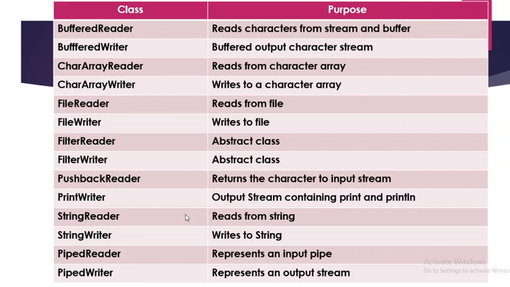StringReader. This is used to read from a string. We are reading character by character from a string. StringWriter writes to a string. We are writing character by character to a string. PipedReader represents an input pipe. PipedWriter represents an output stream. So these are the classes and their uses or purposes that we just saw in the diagram.